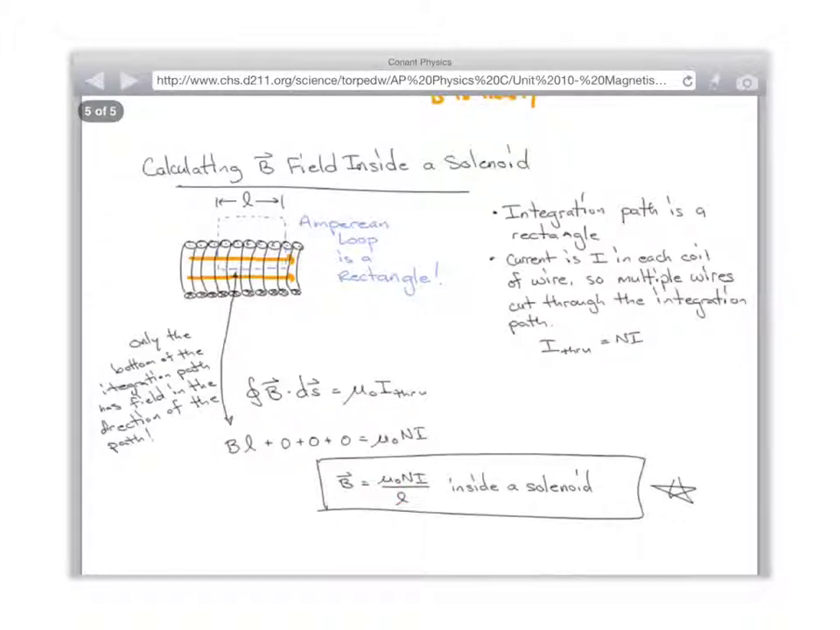Done. How many people memorized that last year? You did it last year, but we just gave it to you. Didn't explain why. But this is why. Yeah, it was on the equation sheet last year.